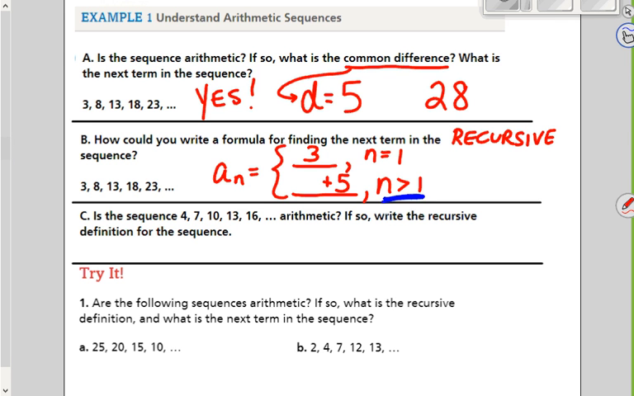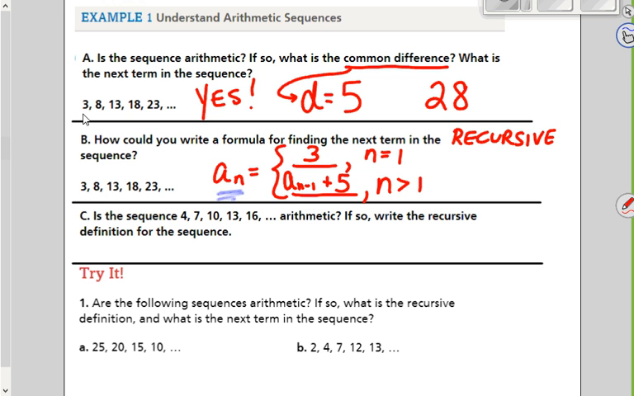So when I get to a term more than 1, term 2, term 3, term 4, term 5, I know I have to add 5 to something. But how do I say the term before the term that I'm on? That's what I'm looking for. For example, if I want A5, I need to take A4 plus 5. If I want A4, I need to take A3 plus 5. So if I want A sub n, I need to take A sub n minus 1 plus 5.